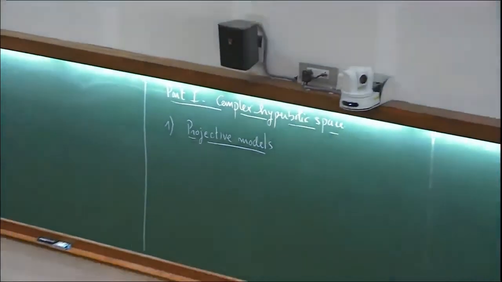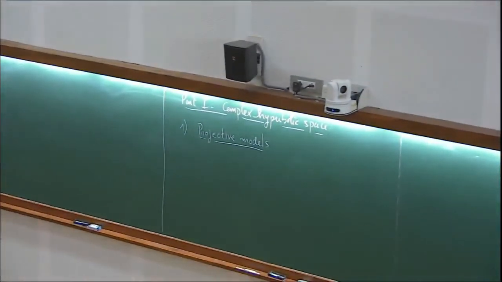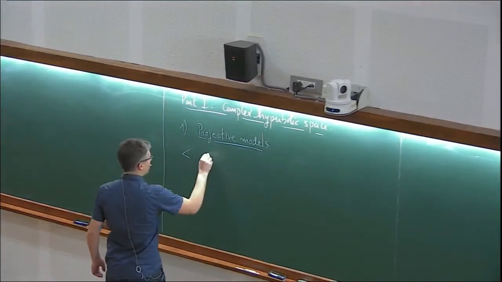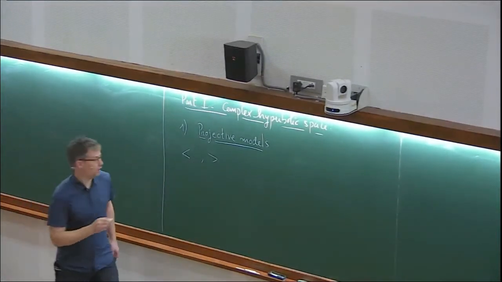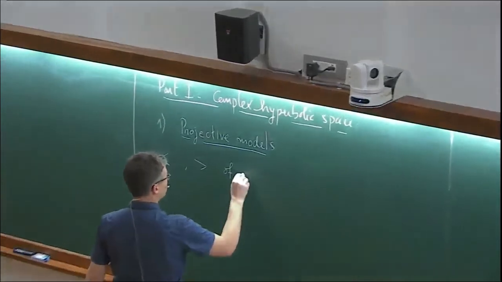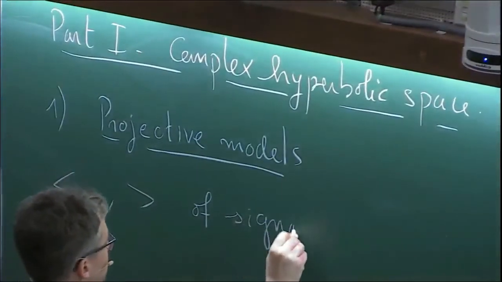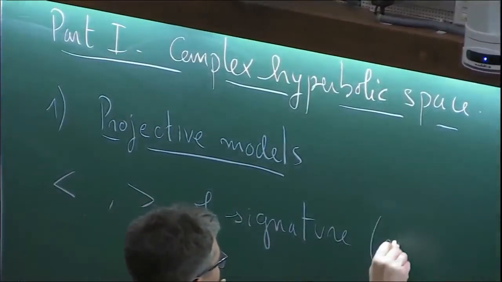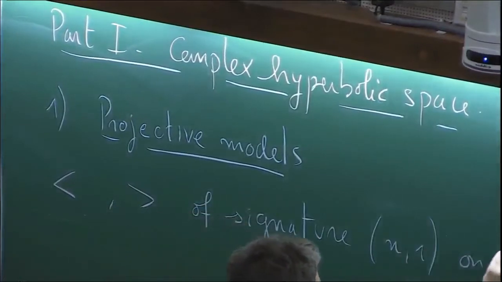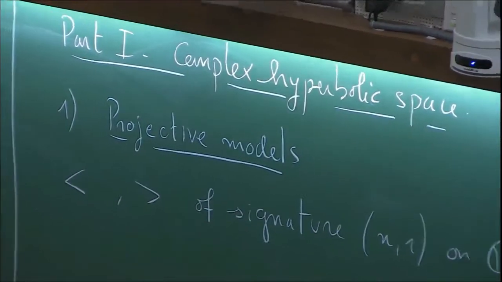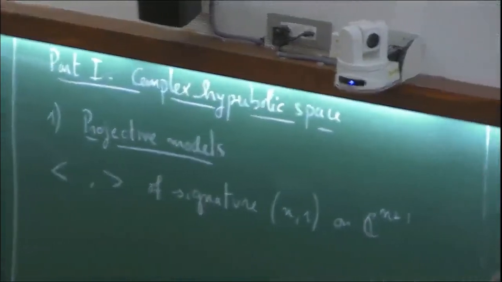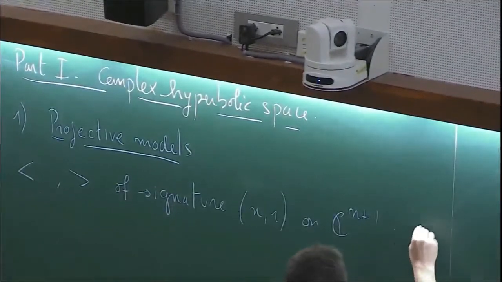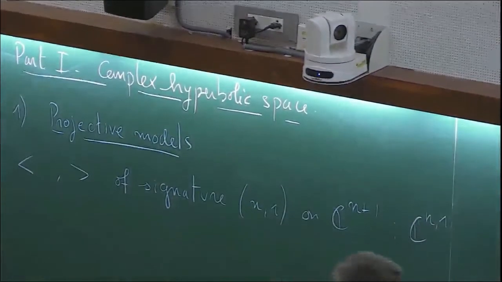So it begins just as for the real hyperbolic space. So we are going to pick a Hermitian form of signature (n,1) on C^(n+1). And C^(n+1) equipped with such a thing is what I'm going to denote by C^(n,1).